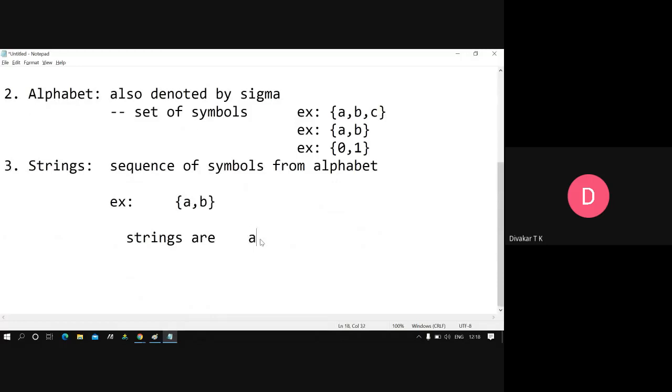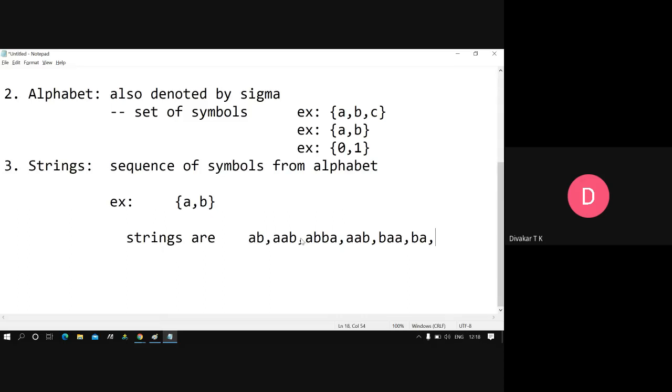A B is a string. Why is it a string? Because it is a sequence of symbols. A is also a symbol, B is also a symbol. So that's why it is a string. A B A is also a string. B A is also a string. These are all sequences of symbols, so they are strings here. Got the clarity, guys? What is string?